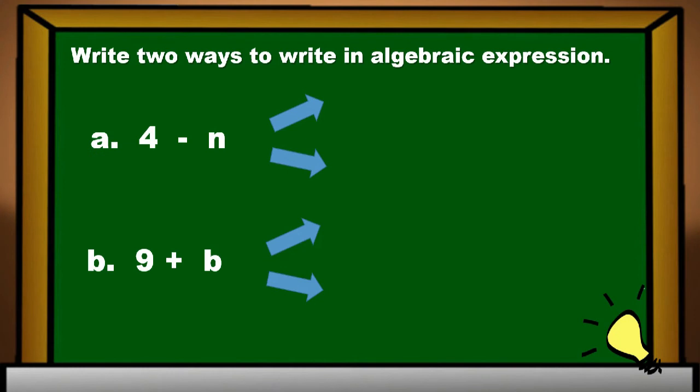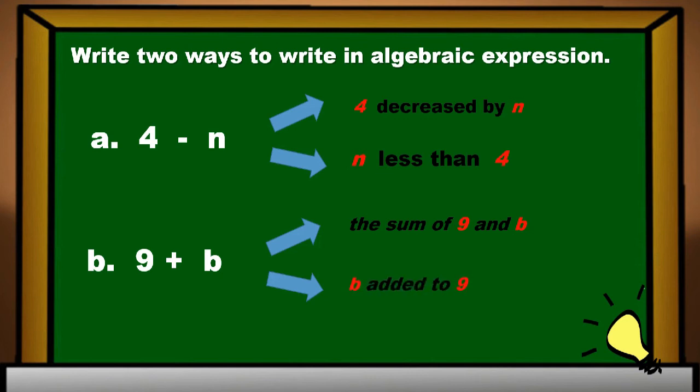Now here, write 2 ways to write an algebraic expression. So, letter A, 4 minus n. So the first one is 4 decreased by n. And the other one is n less than 4. Okay. Next, 9 plus b. What is the first algebraic expression? The sum of 9 and b. And then the next one, b added to 9. There you are, class. Very good.